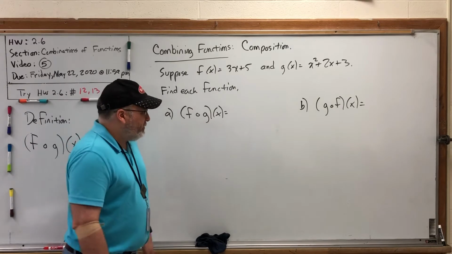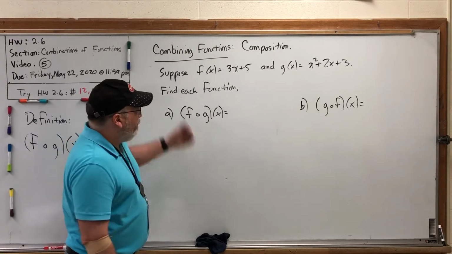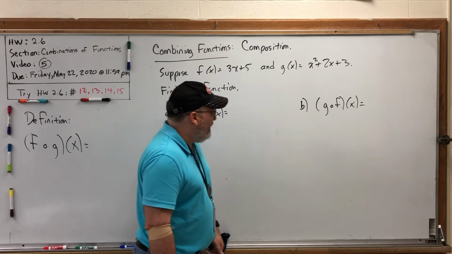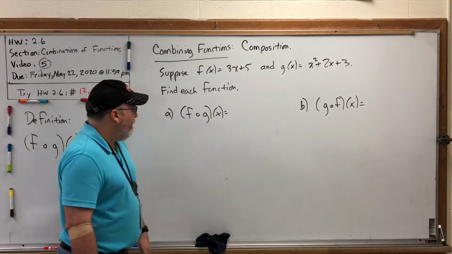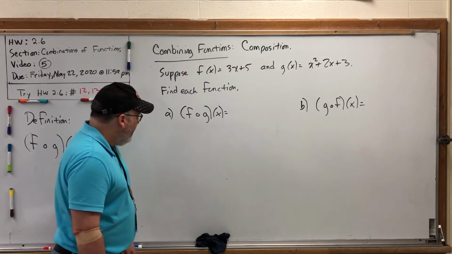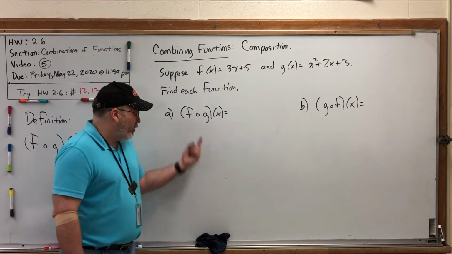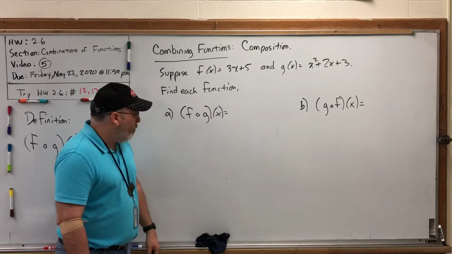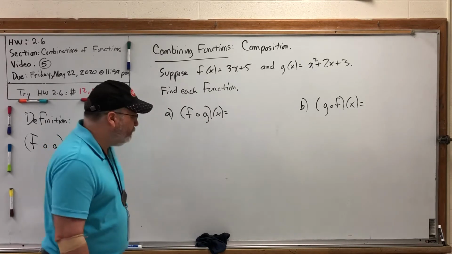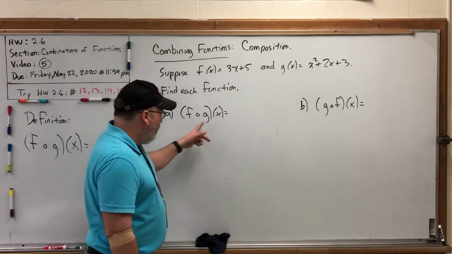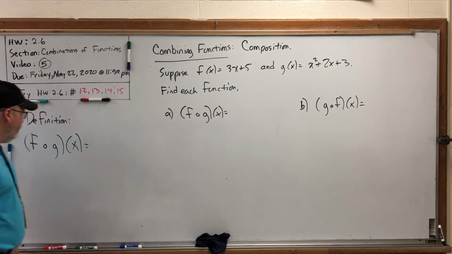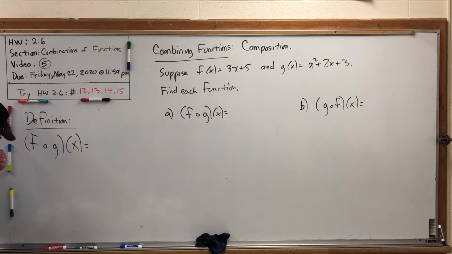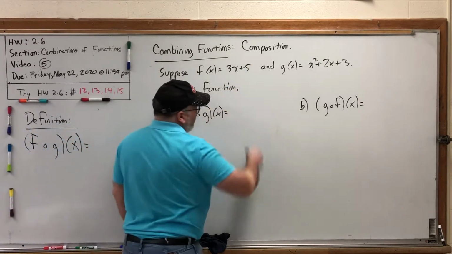We have 2 functions, not a surprise, we're combining them. Suppose f of x equals 3x plus 5 and g of x equals x squared plus 2x plus 3. Find each function. If you'll notice, I've got the 2 functions next to each other, but I've got an empty circle between them, almost like the letter O, but it's not a letter O. And I've got that with both f first and then g first over here. So what's going on? What is that thing? Well, this merits a definition. This is called function composition, as you can tell by the title.